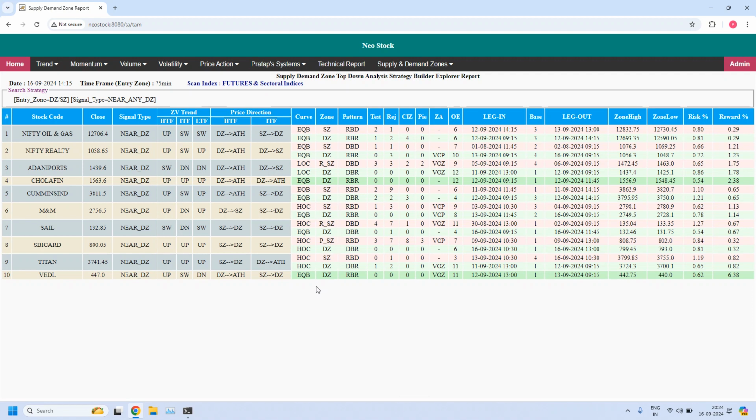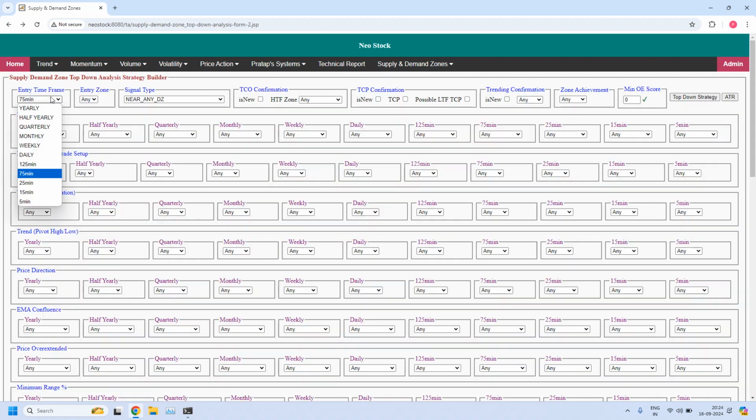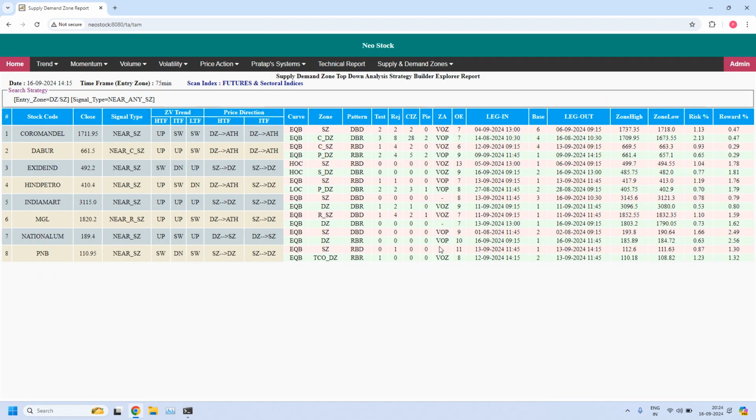Now we don't have any 75 minutes high liquidity demand zones from this list. Okay, the next report for 75 minutes time frame, let us find the stocks near 75 minutes supply zone. 8 stocks are filtered. Let's verify any high liquidity 75 minute supply zones from this list.